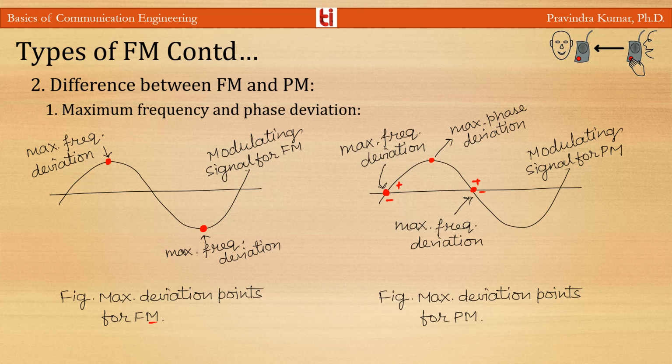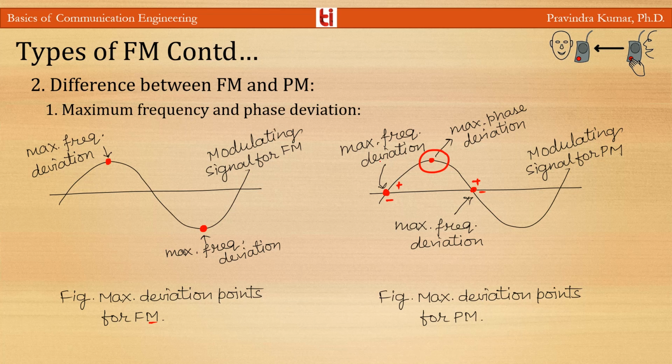So here we have seen that the maximum frequency deviation in FM occurs at the points corresponding to peak values of the modulating signal, but in PM the maximum frequency deviation occurs at the point where the rate of change of the modulating signal is maximum, means near the zero crossing point of the modulating signal. So although phase modulation produces FM, the maximum deviation occurs at different points of the modulating signal. In PM, at the peak amplitude points of the modulating signal, the maximum phase deviation occurs. So these are the key differences between FM and PM.